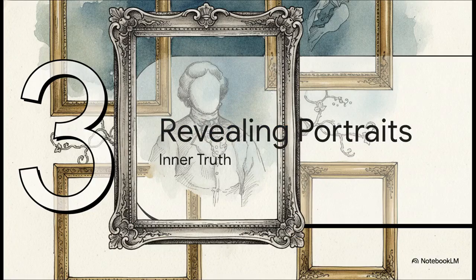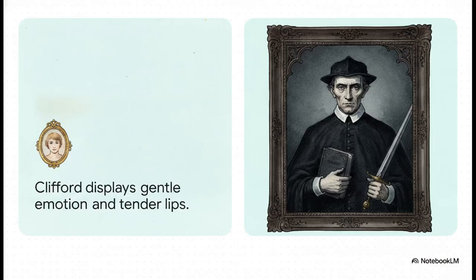Which brings us to Section 3, Portraits Revealing Inner Truth. And this brilliantly illustrates Hawthorne's use of art to capture distinct, completely opposing visual identities in his next great novel, The House of the Seven Gables. We have Clifford's painted miniature. It shows soft, tender lips and gentle, voluptuous emotion. It's a really delicate representation of his character. But compare that to the portrait of old Colonel Pynchon.